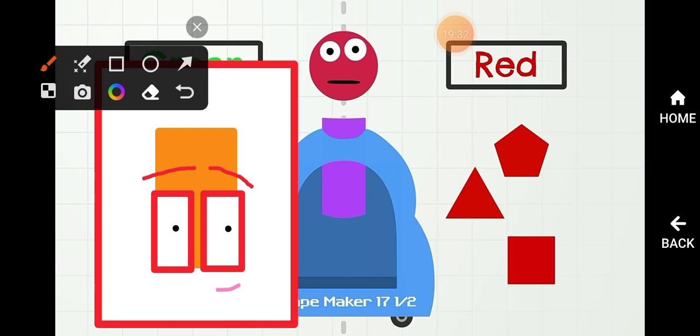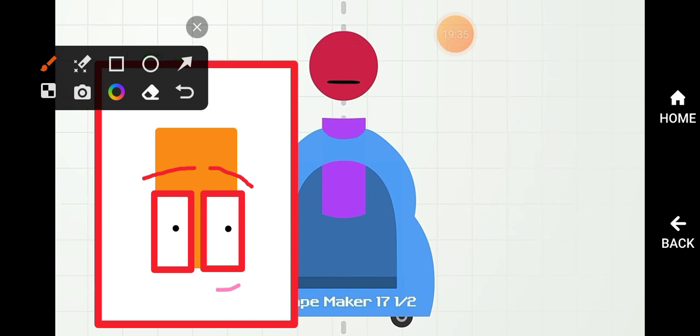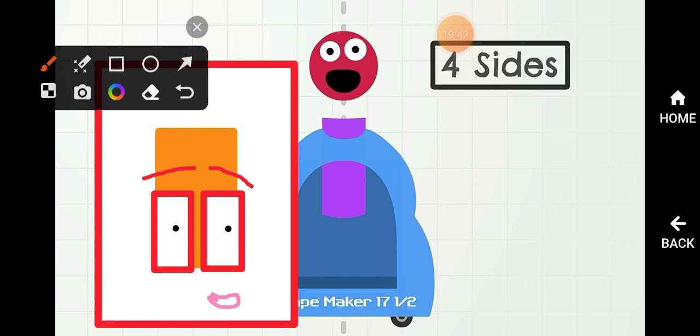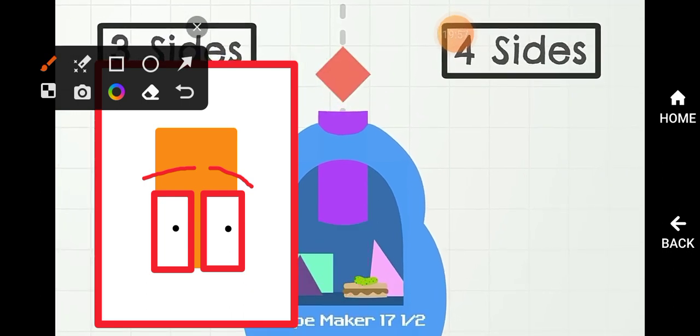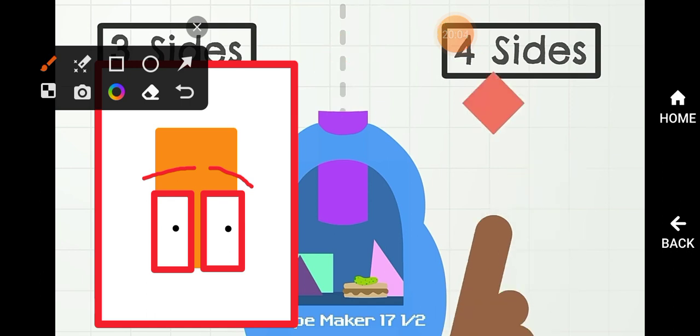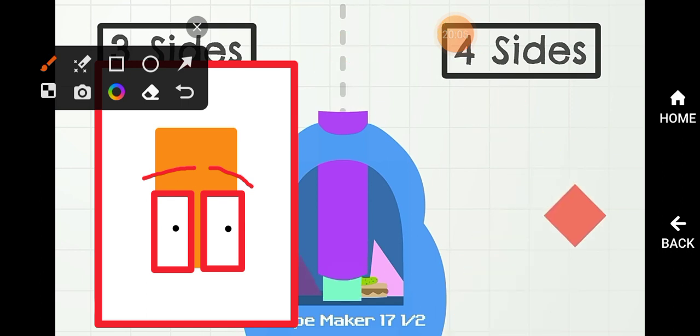Good job, everybody. Okay, let's sort some more shapes. This time, the attribute is number of sides. If the shape has 4 sides, it should go on the right side. And if the shape has 3 sides, it should go on the left side. Okay, ShapeMaker 17 1/2, start! Or maybe we should do the first one together. This shape has 1, 2, 3, 4 sides, so it should go on the right side. Yay!